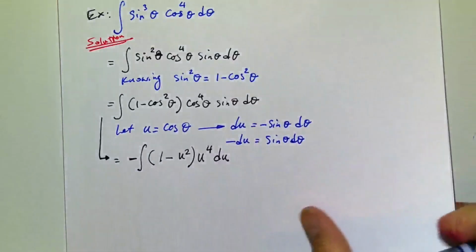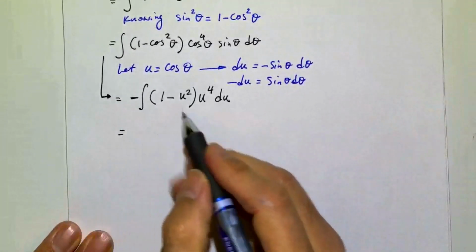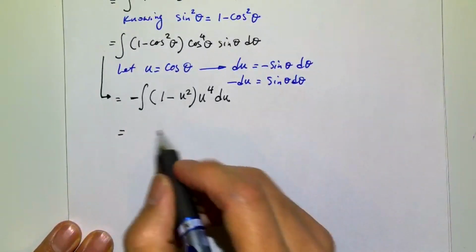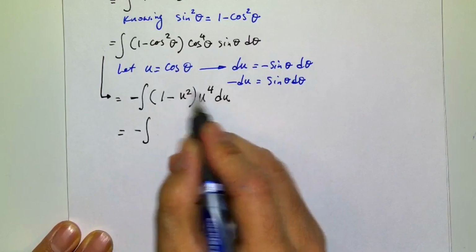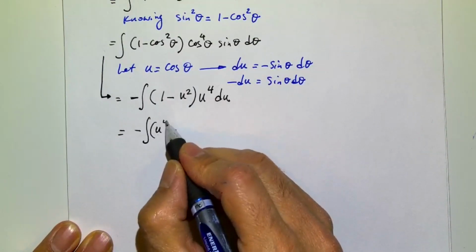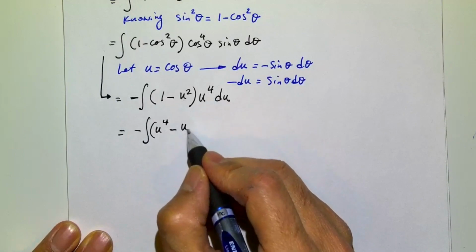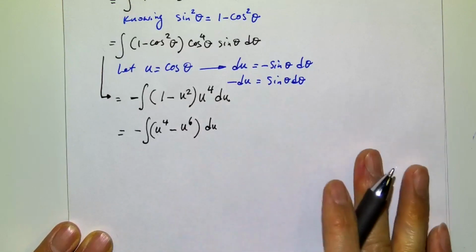All right, so now let us distribute this and integrate. So we have minus, u to the fourth times 1 is u to the fourth, and I'm going to put the parentheses here. And then u to the fourth times u squared is u to the sixth, and then we have, of course, du.